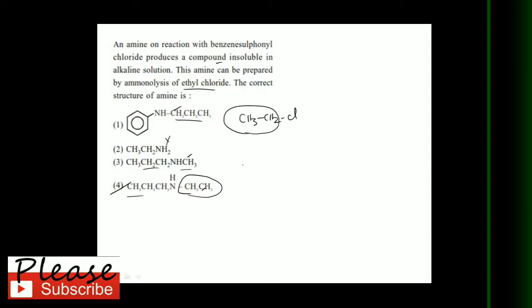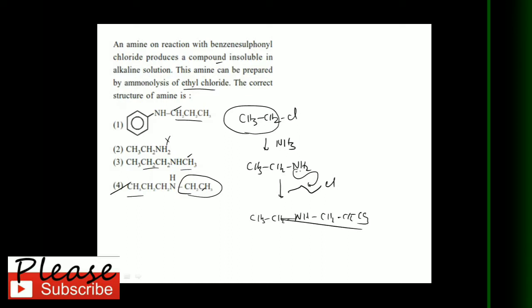Ethyl chloride on ammonolysis, on reaction with ammonia, gives ethylamine, CH3CH2NH2. This on further reaction with propyl chloride, as a nucleophile, with loss of HCl, gives this product. Of course, the condition is that an ethyl group must be present in that secondary amine. One alkyl group must be ethyl.